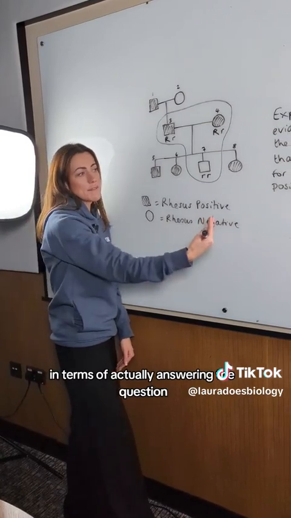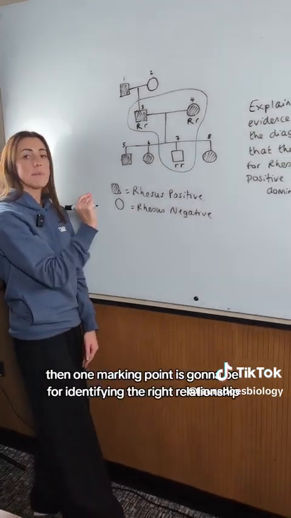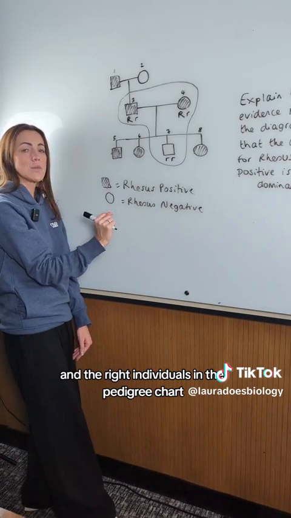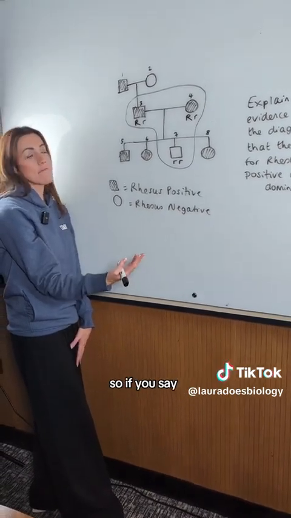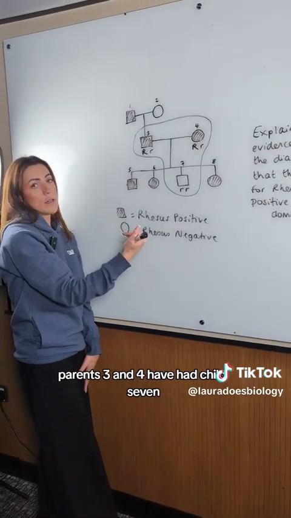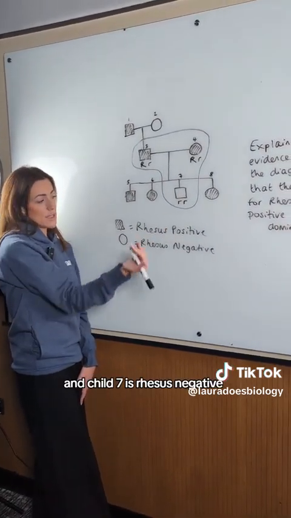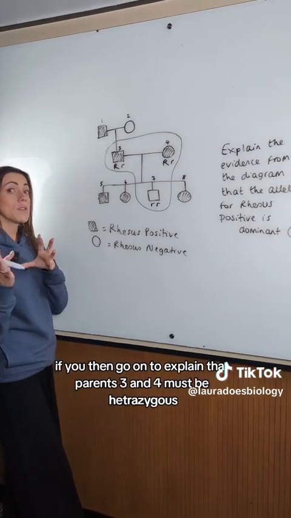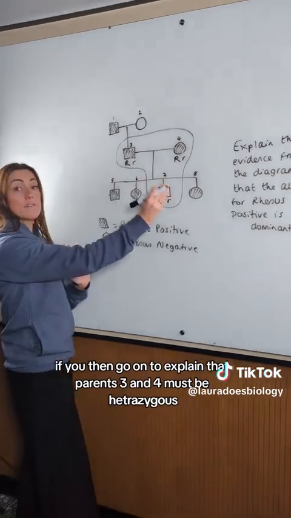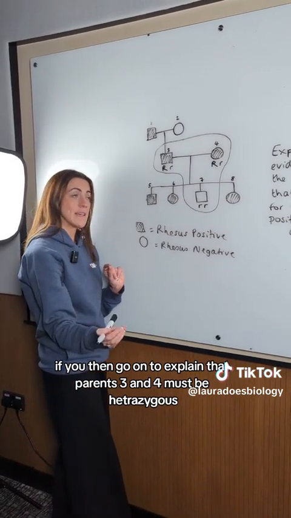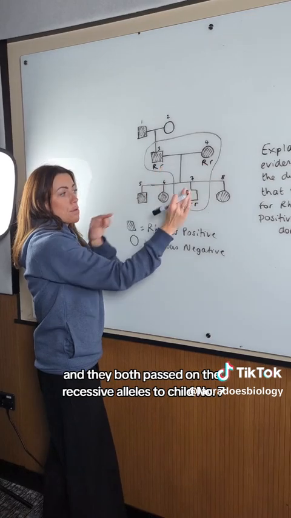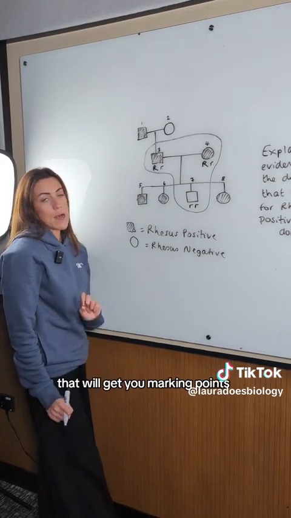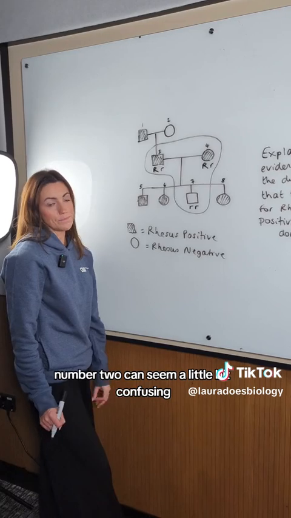In terms of actually answering the question then, 1 marking point is going to be for identifying the right relationship and the right individuals in the pedigree chart. So if you say, for example, well, parents 3 and 4 have had child 7, and child 7 is rhesus negative, that's going to get you marking point 1. If you then go on to explain that parents 3 and 4 must be heterozygous, and they've both passed on the recessive alleles to child number 7, that will get you marking point number 2.